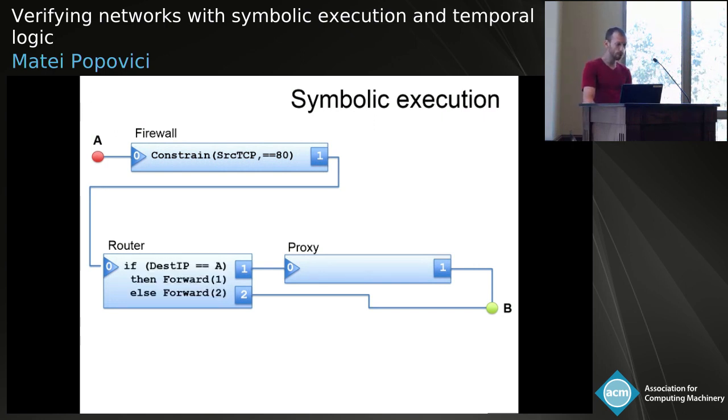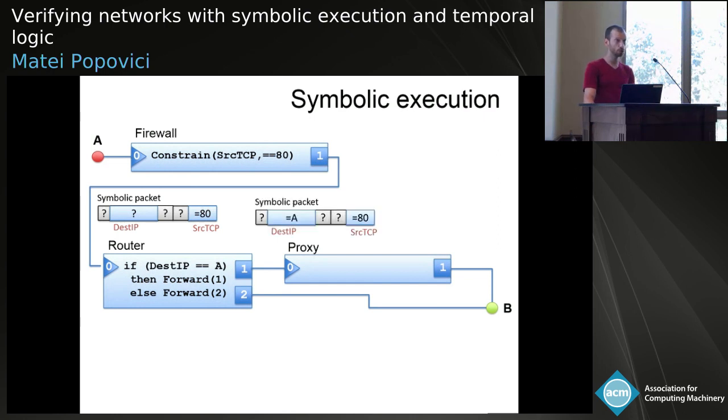To model the routing conditions in Cephal, we use a conditional instruction, and conditionals branch symbolic execution. So if the input is this one, symbolic execution of the if instruction will produce two execution paths. On one path, the condition is added, so destination IP equals A, and the packet is forwarded on port 1, while on the else branch, we will see the complement of the condition, so destination IP different from A, and this symbolic packet will be forwarded on port 2.